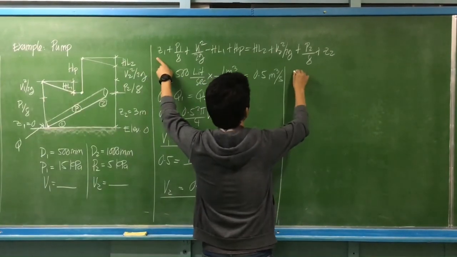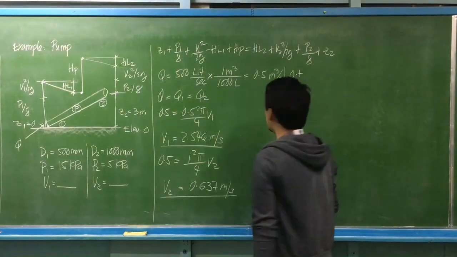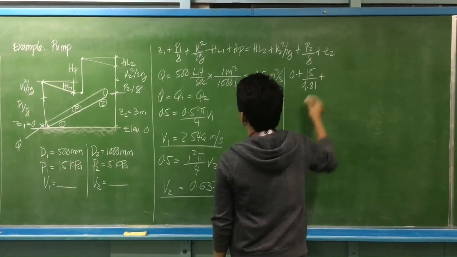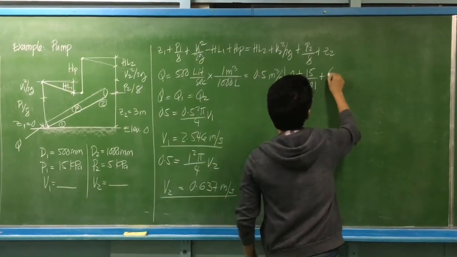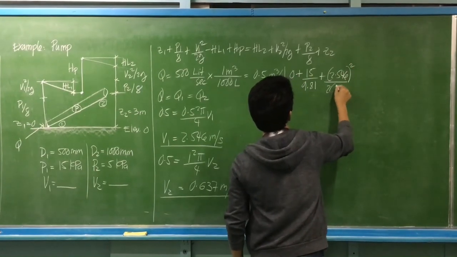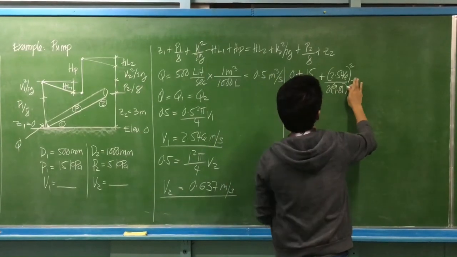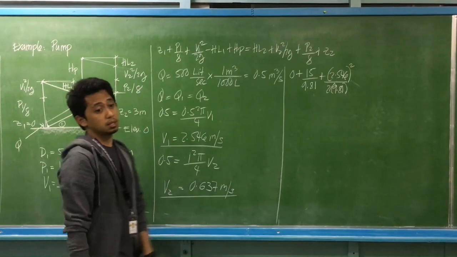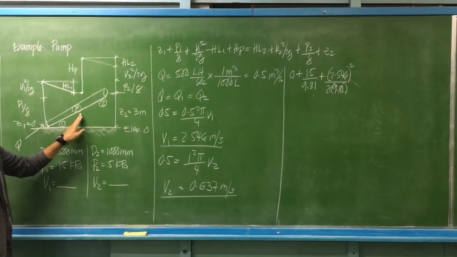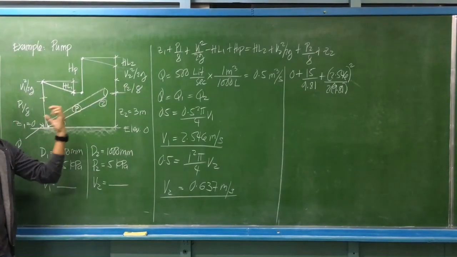So this is 0 plus pressure head at point 1, that is 15 divided by 9.81. Okay, plus V1, we have 2.546 squared over twice of 9.81. Alright, then minus, how about the head losses? For this problem, we don't know the distance from point 1 to the pump and pump to point 2. So we may consider that it's a very short distance.